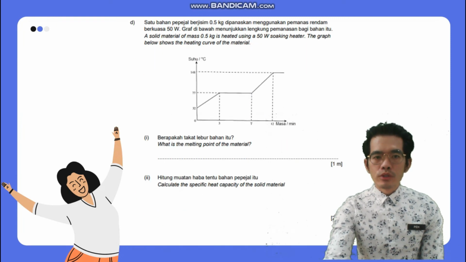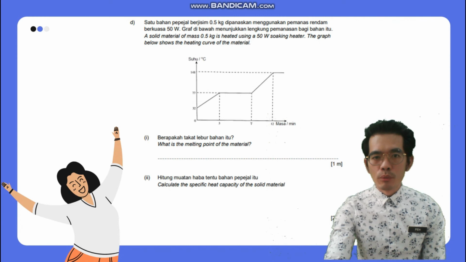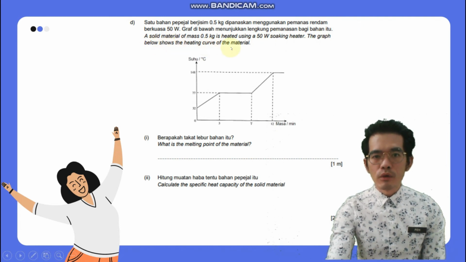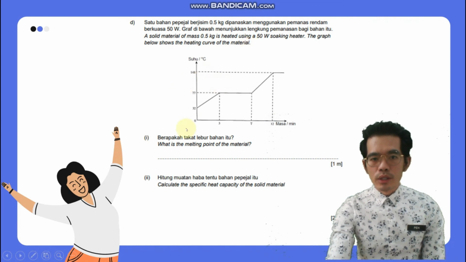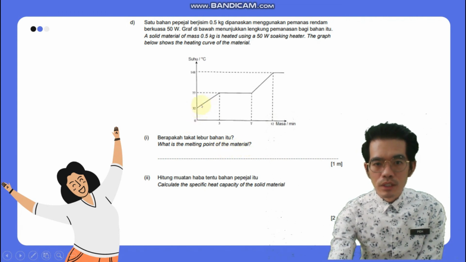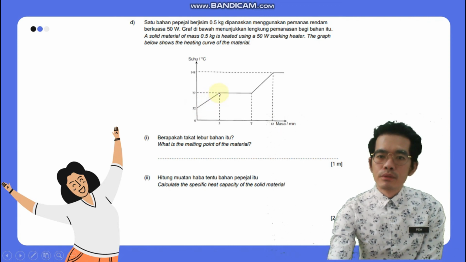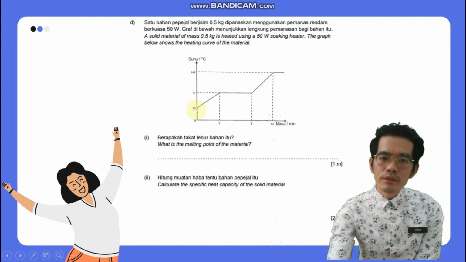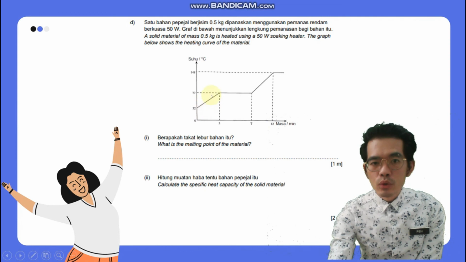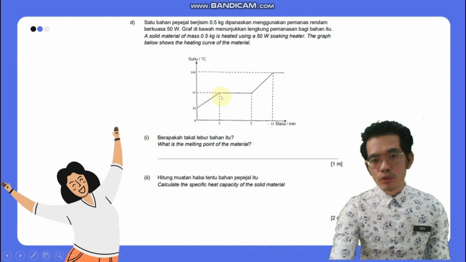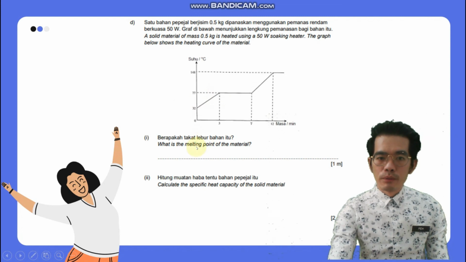Okay, so D. A solid material of mass 0.5 kg is heated using a 50-watt immersion heater. The graph below shows the heating curve of the material. What is the melting point of the material? You may see that the temperature curve increases from 32 to 77, and then the curve is stable, then increases again, and stable again. The curve from 32 to 77 is considered as solid, and it starts to melt at a temperature of 77. So the melting point will be 77.